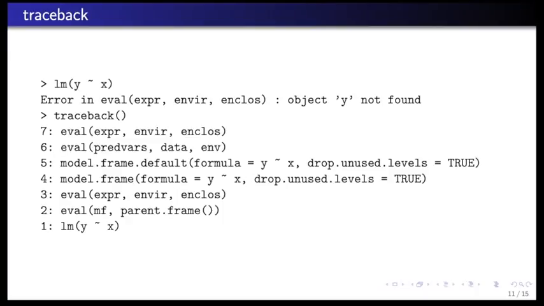Okay, so it occurred because it tried to evaluate my formula here, which is y tilde x. That's what all these eval calls are for. And when it evaluated the formula, it couldn't find the actual values of y and x. So that's where the error occurred. So printing out something like this can be very useful if you're trying to get help from someone else and you're trying to debug your function together. Okay. So that's the traceback there.